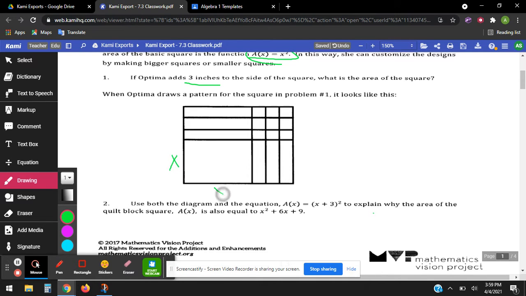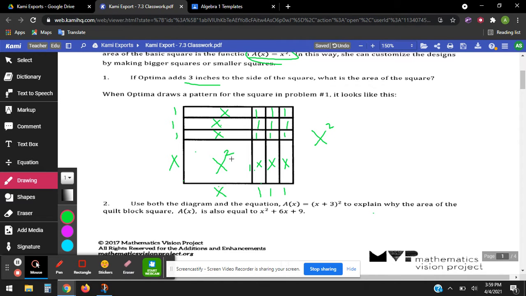So here is our basic x by x square. She added 3 inches, so each of these is 1. If we look at the areas we have here, we have one box that is an x squared, right? We have 3 of these that are an x by 1, which is an x times 1. We have 3 on this side that is an x times 1. And then we have all these little guys that are a 1 by 1. So 1 by 1 is area of 1.